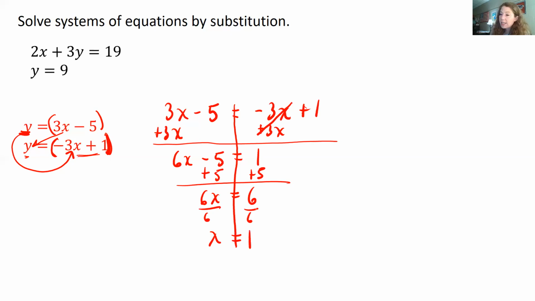Well, I'm not finished yet, because now I have to solve for y. Because what I told you at the beginning is that all of your answers have to be a coordinate, right?